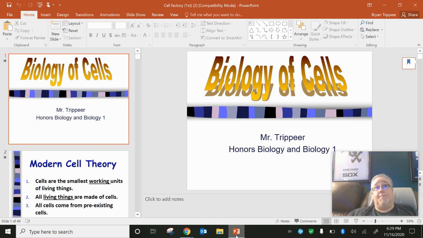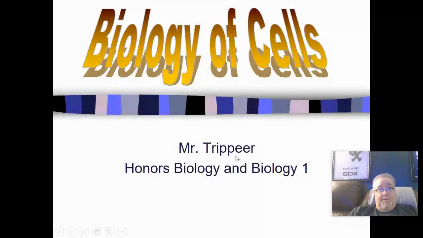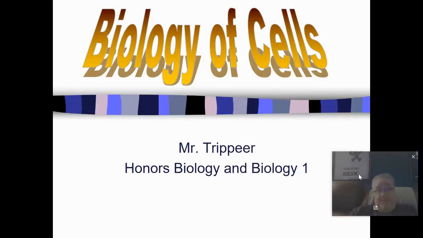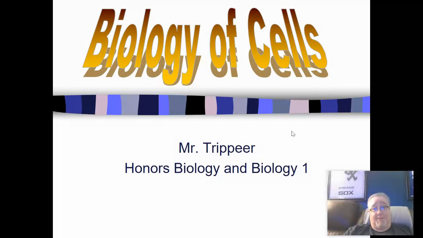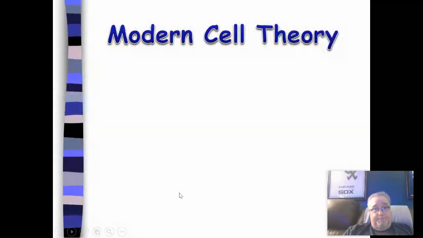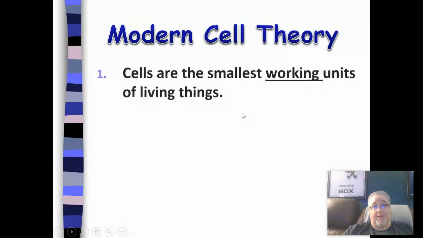All right, pre-AP biology. We're going to start unit 4 today, which is on the biology of cells. So we're going to talk a lot about cells the next couple of days. So let's go ahead and get started here. All right, now before we get into the structure of cells, I want to review a little bit. It's called the modern cell theory.